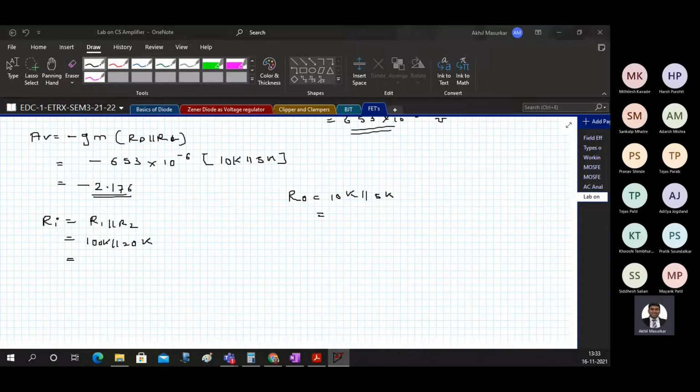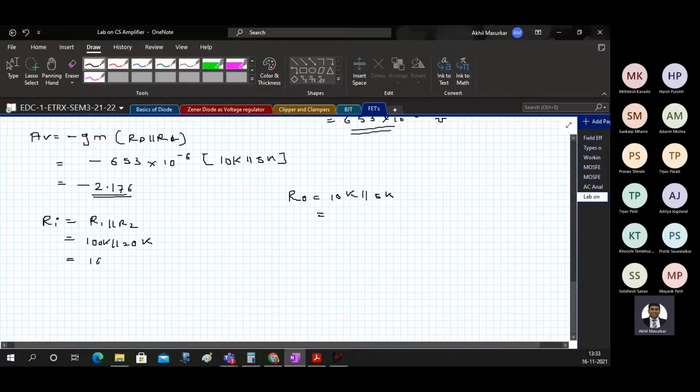Yes. What are these values? Be quick in calculating this. I think we have been doing this since long now, series and parallel. So Ri is 16.667 kilos and R0 is 3.33 kilos.